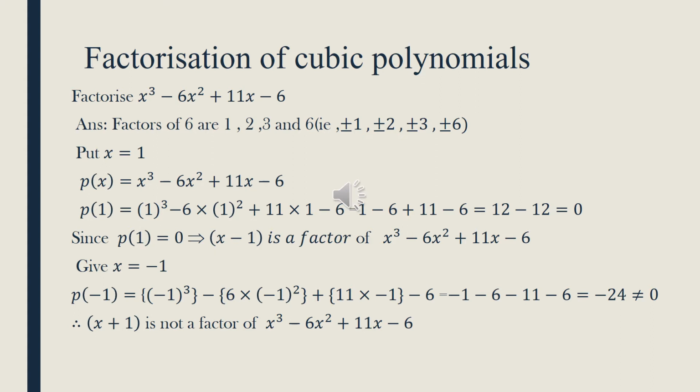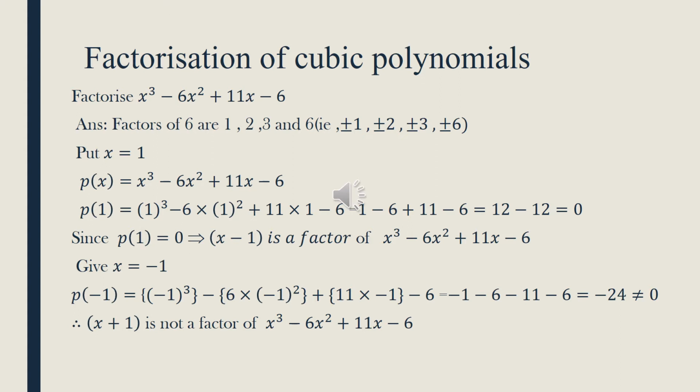For finding the factors, first we are going for a trial and error method. That is, we are going to substitute each of these factors in our polynomial to get that is equal to 0. Let us take x is equal to 1 as the first case.